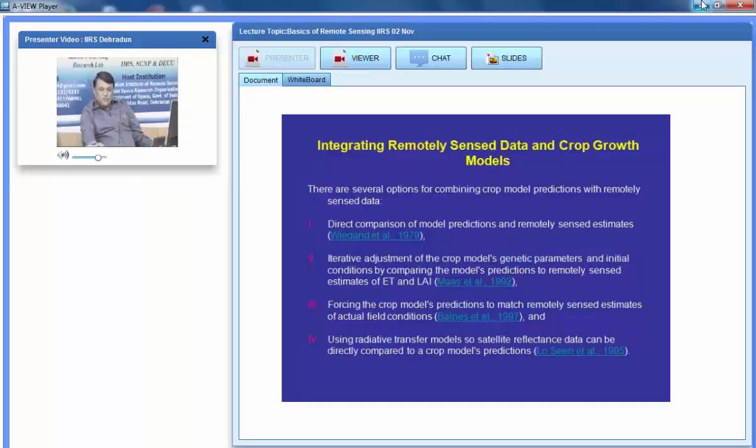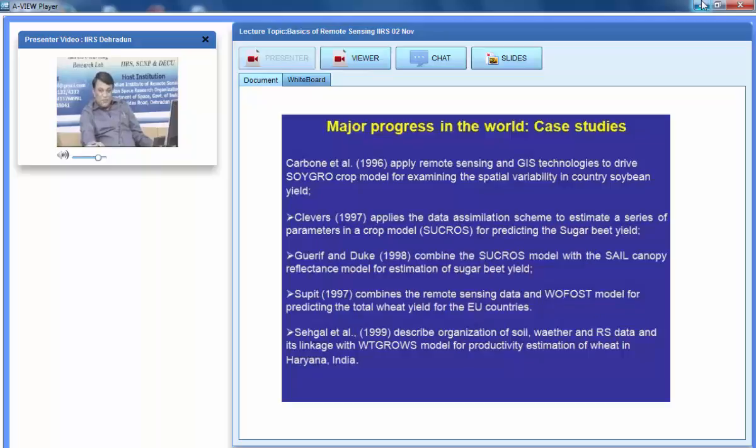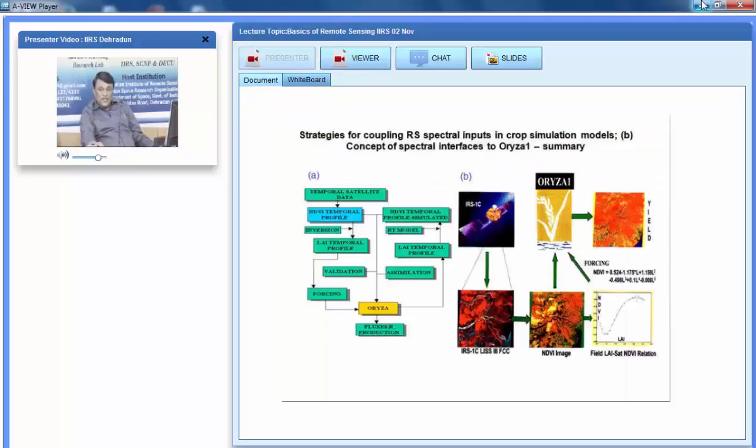So various studies have been made integrating remote sensing and crop growth models using the SUCROS model, WOFOST, even wheat growth in India by Sehgal et al. Also some other people have done ORYZA and remote sensing. So this is one example where a logarithmic relationship between NDVI and LAI is implemented within the ORYZA source code to estimate yield of rice in India.